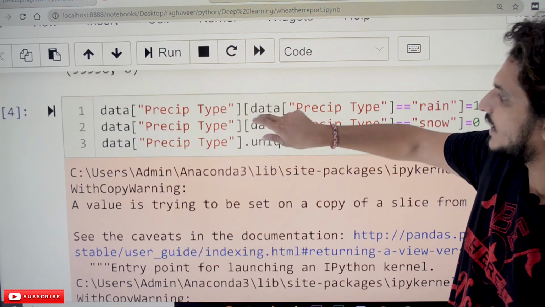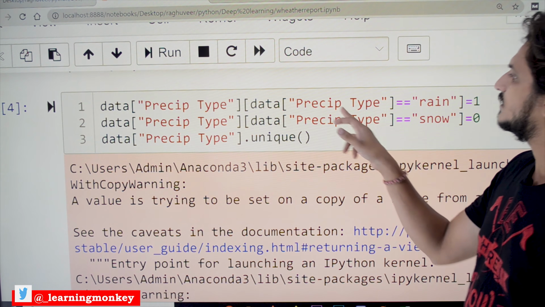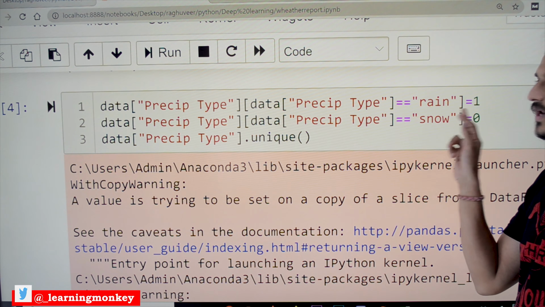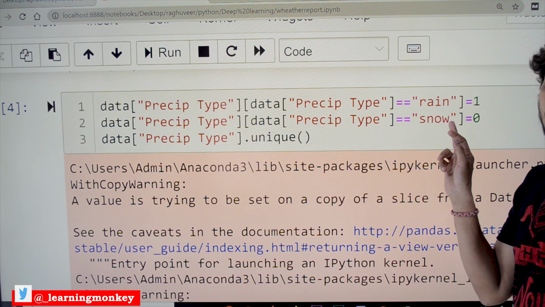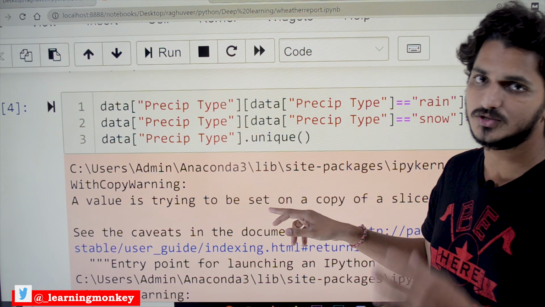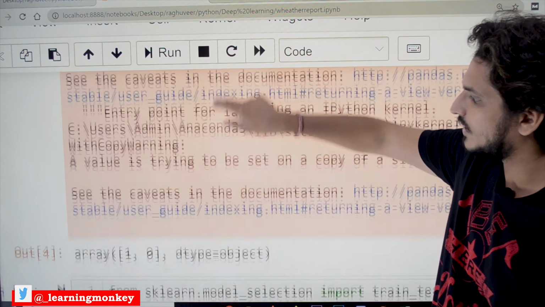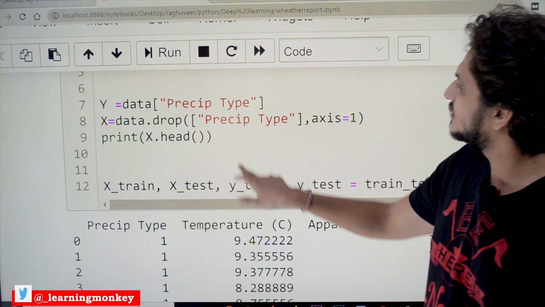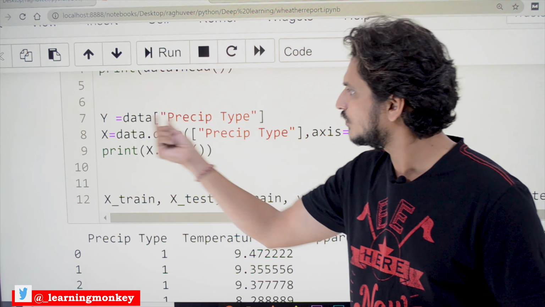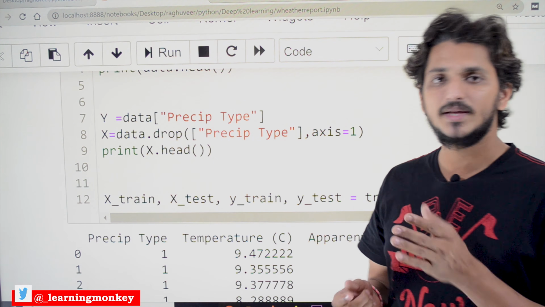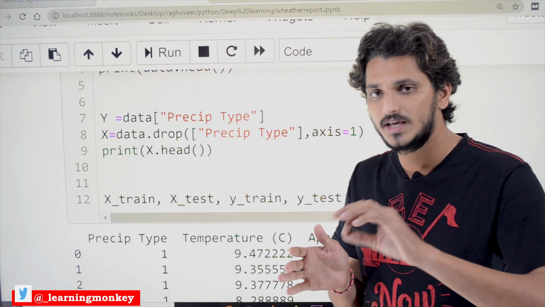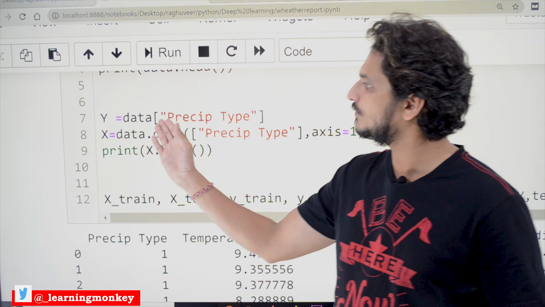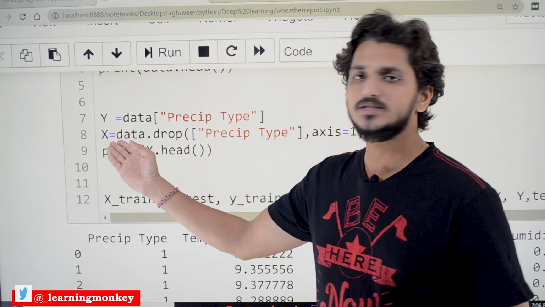After deleting the data, we are converting our precipitation type: rain is equal to 1, snow is equal to 2. That is what we are doing here. We are converting our values into 1 and 0. After converting the values, see here, y is equal to data of precipitation type, meaning input and output. We are separating the input and output part. Output is taken as y, input is taken as x.